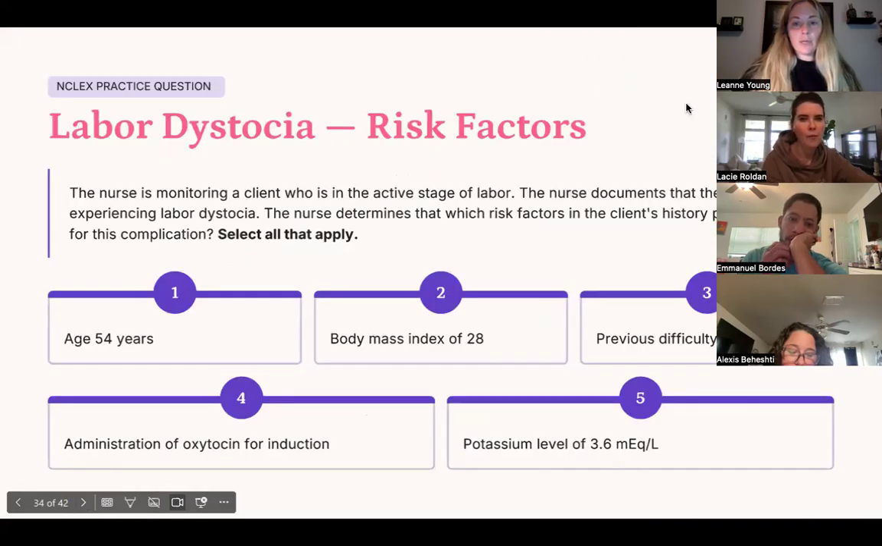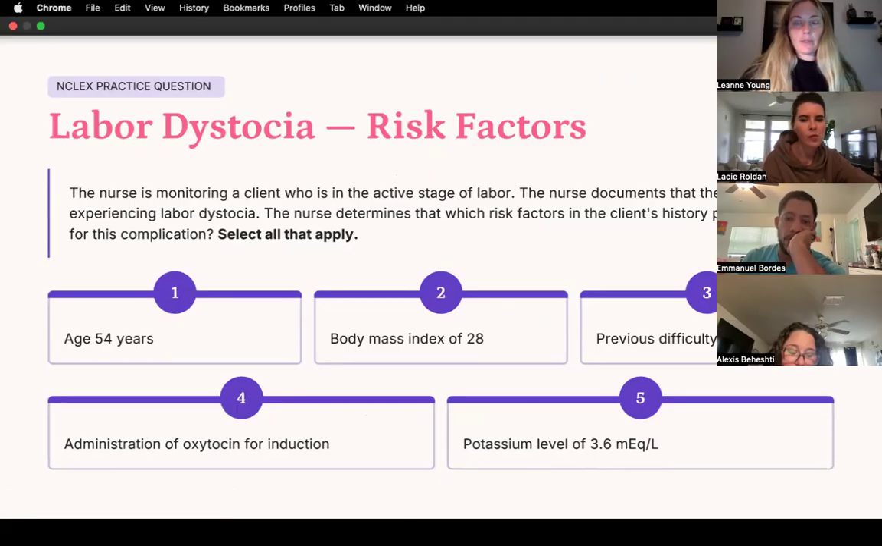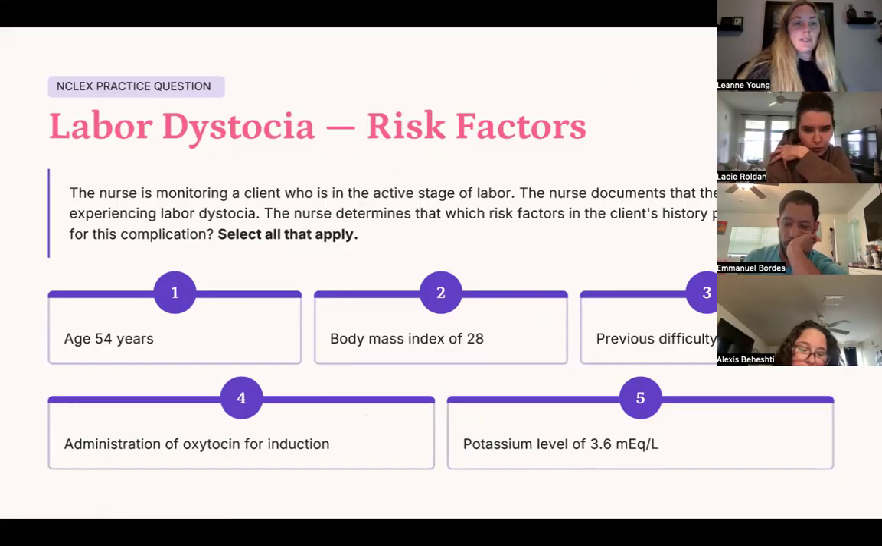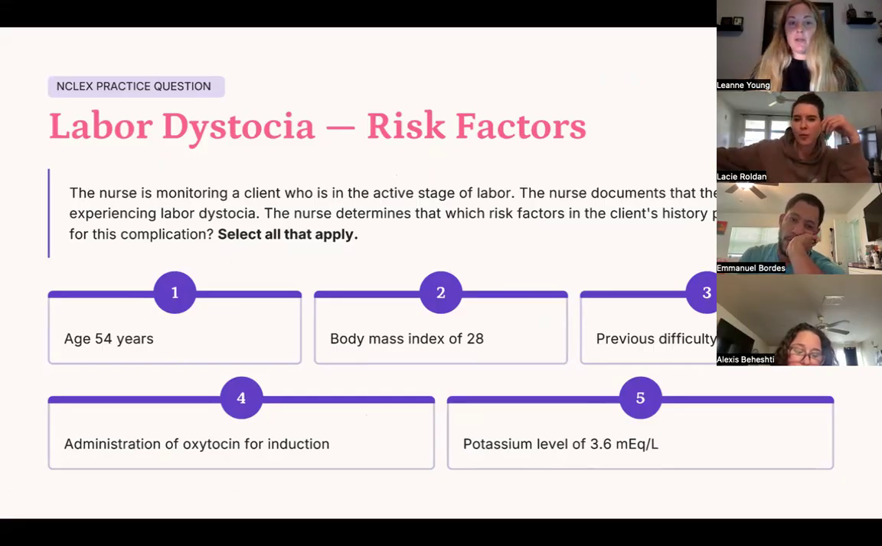All right, so we can do some practice here really quick because we've got about 10 more minutes. For labor dystocia, the nurse is monitoring a client who is in the active stage of labor. The nurse documents that the client is experiencing labor dystocia. The nurse determines that which risk factors in the client's history place her at risk for this complication? Select all that apply. What do you guys think?